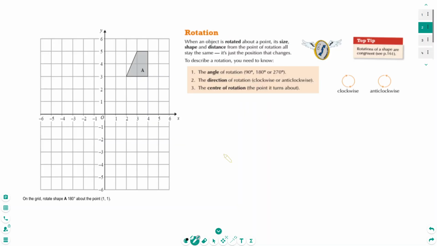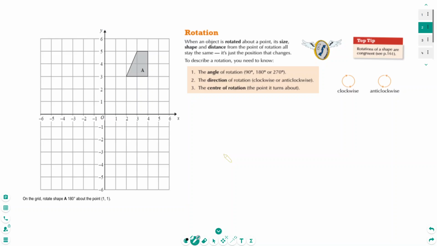Here we're going to see a rotation. When an object is rotated about a point, its size, shape, and distance from the point of rotation stay the same. It's only the position that changes. To describe a rotation, we use the angle of rotation, then direction, clockwise or anti-clockwise, and the center of rotation normally is the origin. The angle can be any size angle, 90, 180, or 270.